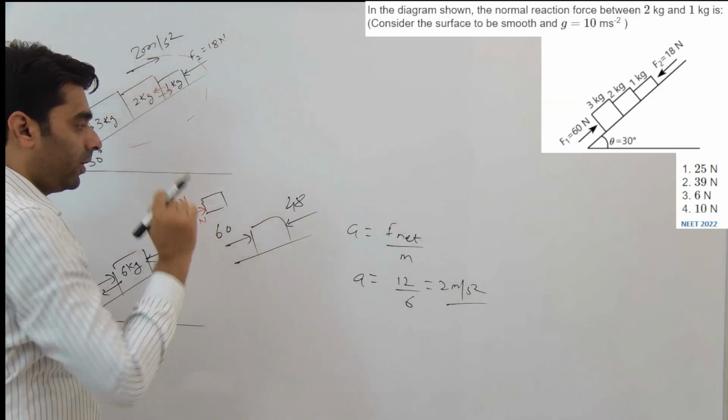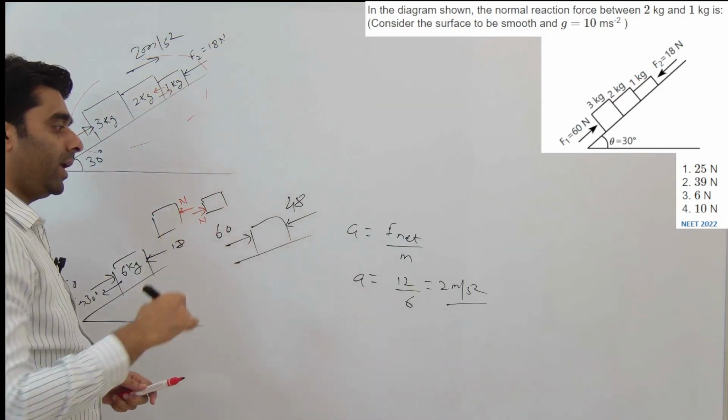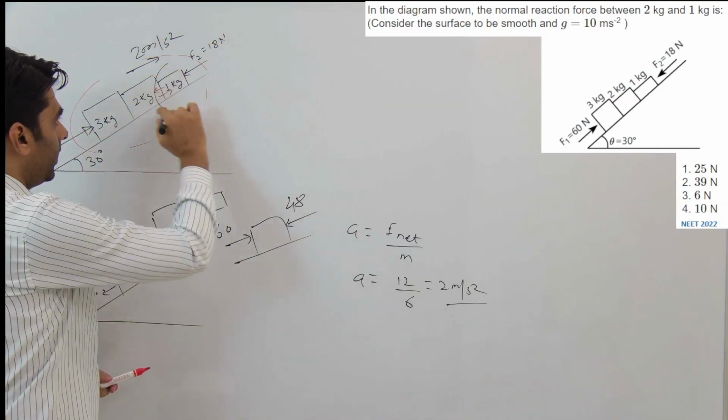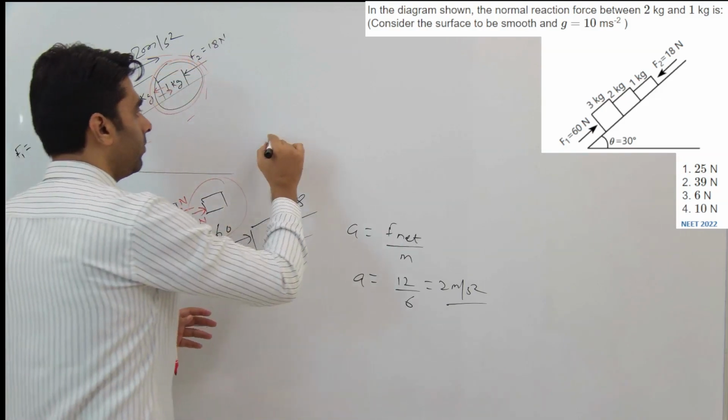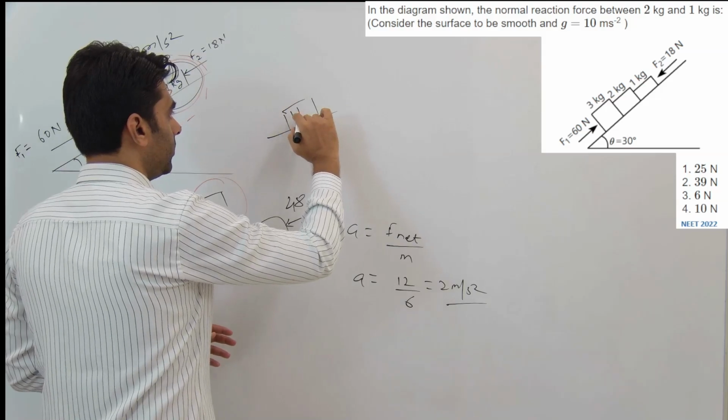Now we want to calculate the normal. On any one block, we can apply the force equation. Let's say that I am applying it on this one. On the 1 kg block, I am applying the force equation. Let's draw our FBD for 1 kg. I'm doing it over here. This is a 1 kg block.